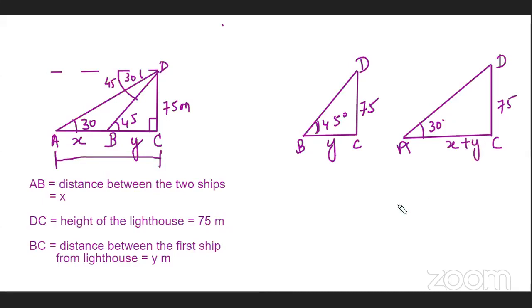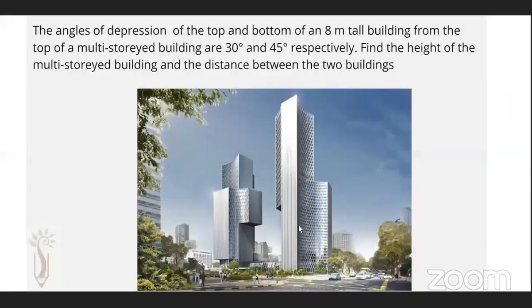Okay. All of you have drawn it. Leave it for solving. This is your homework question. All clear? Okay. Let's go to the next question. All have done this? Yes, ma'am. Okay. Now, there are two buildings.